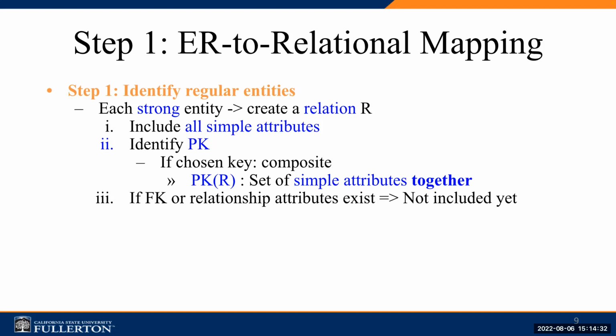If there are any foreign keys or any relationship attributes that are not considered in this step, we are going to get to them in the subsequent steps. But for now, it's mainly identifying the entities, collecting the simple attributes, and choosing a key.